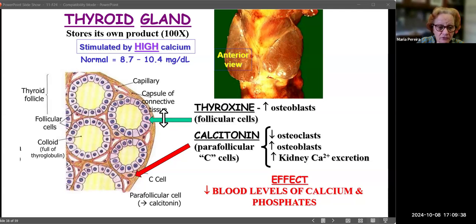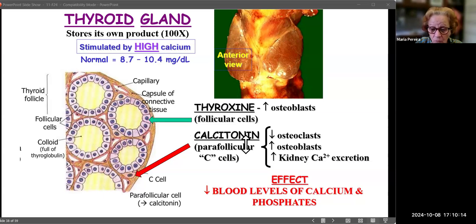So when is the thyroid activated? These cells in the thyroid are activated when there's too much calcium in the blood, so when there's hypercalcemia. The thyroxine increases activity of osteoblasts, so there's more calcium removed from the blood and deposited on the bone. So remember, what you want to do is decrease calcium levels.